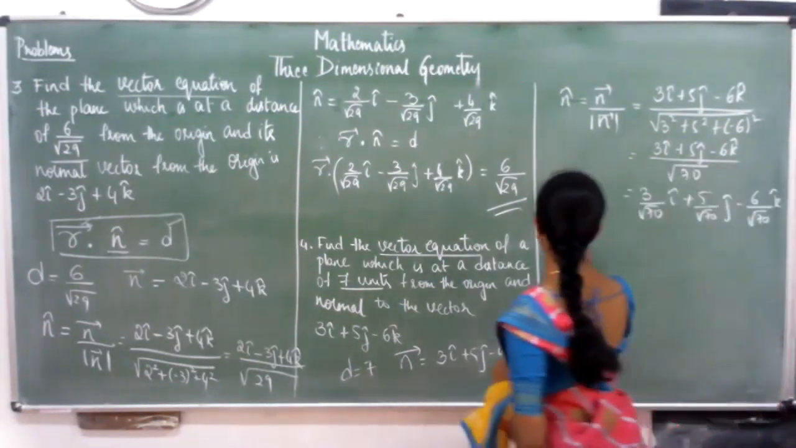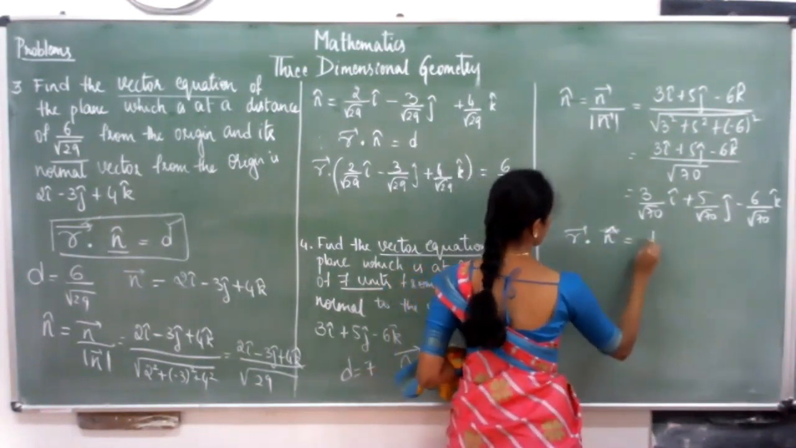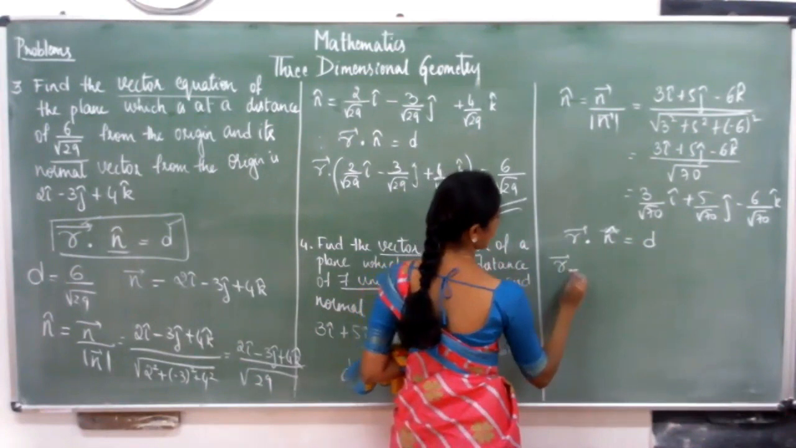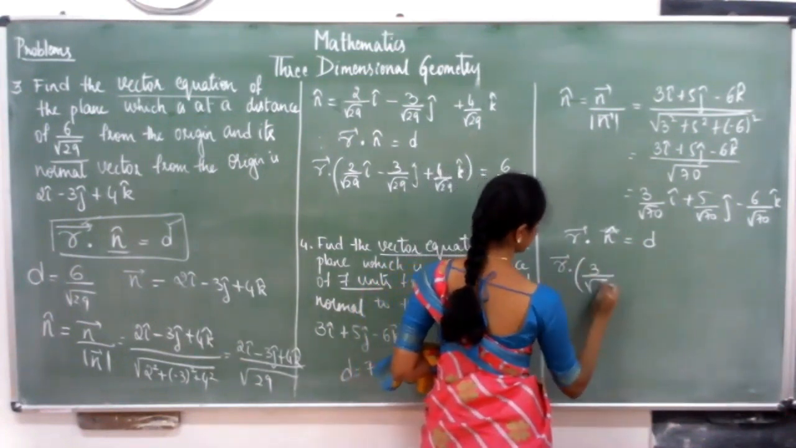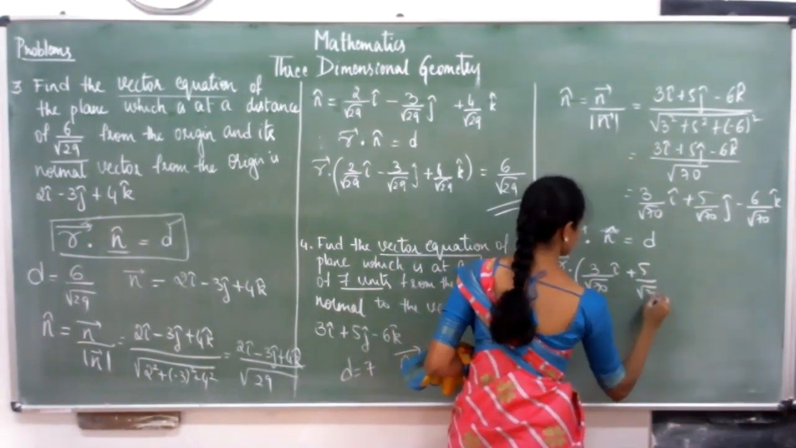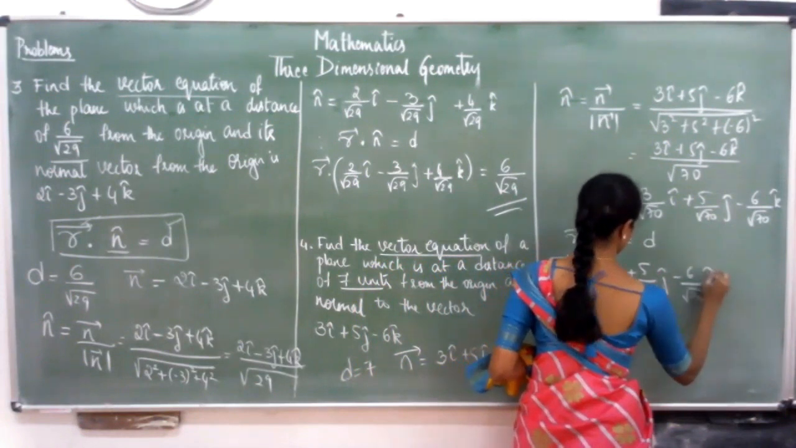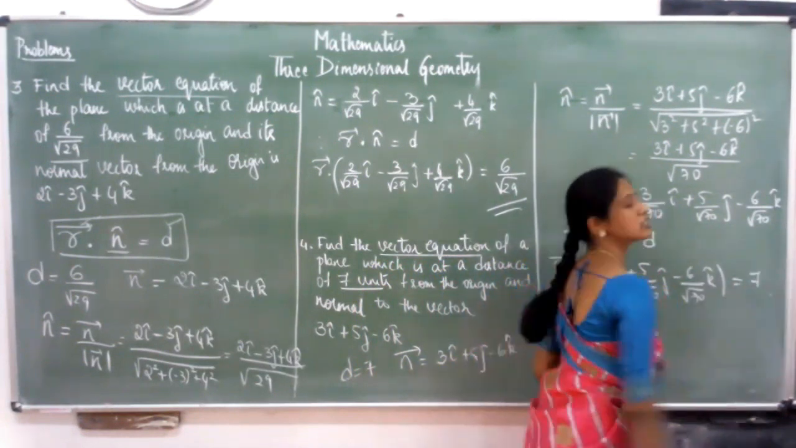Therefore, the vector equation is given by vector r dot unit vector n cap is equal to d. So, vector r dot n cap, which is 3 by root 70 i cap plus 5 by root 70 j cap minus 6 by root 70 k cap, is equal to 7.